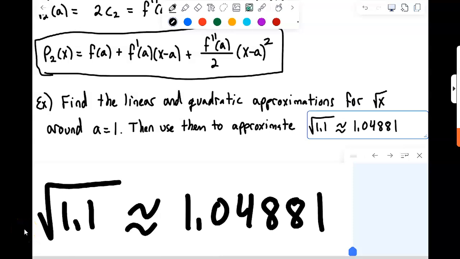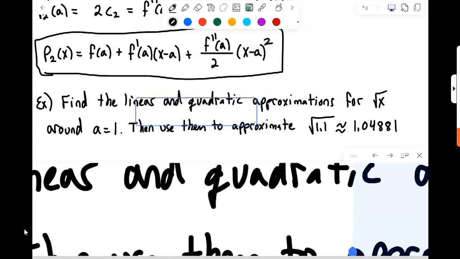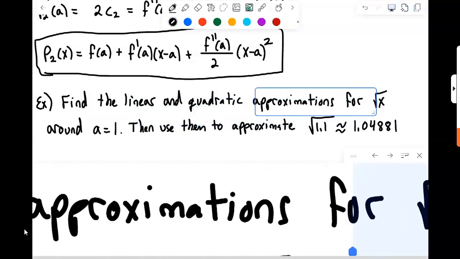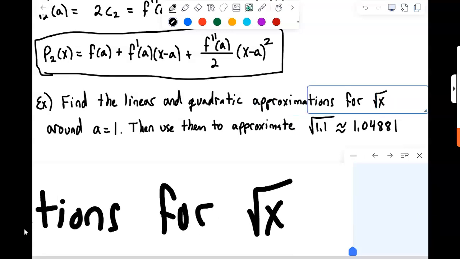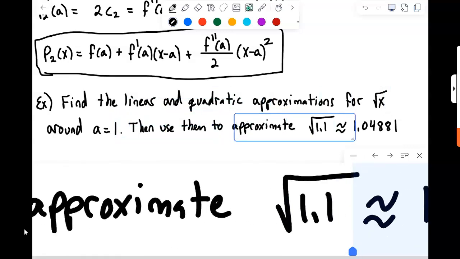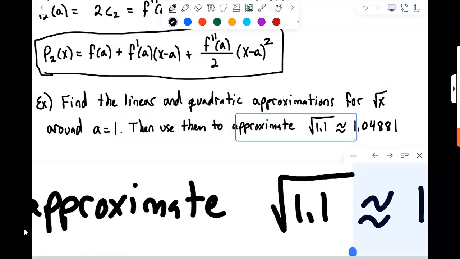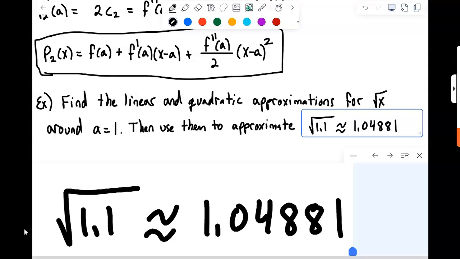Alright, so welcome back. So now that we've talked about the ideas of how to compute these linear and quadratic approximations for a function, let's consider it on a particular example and actually see how we can use these polynomial approximations to approximate our function and see how close that is to the real actual result.